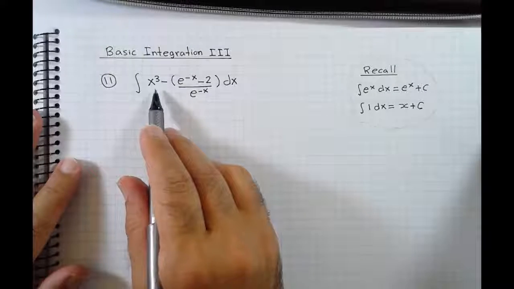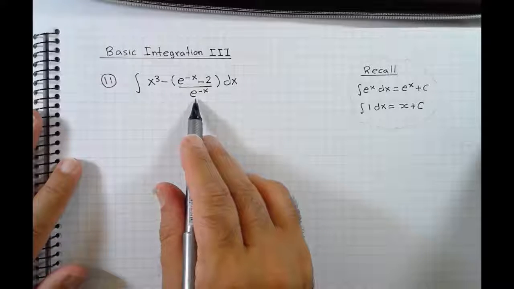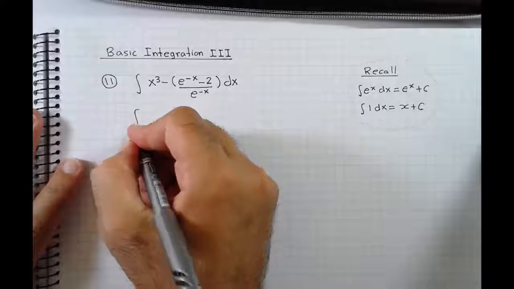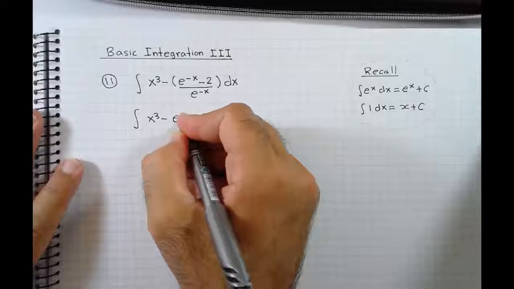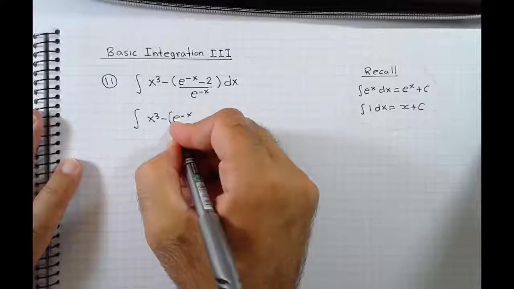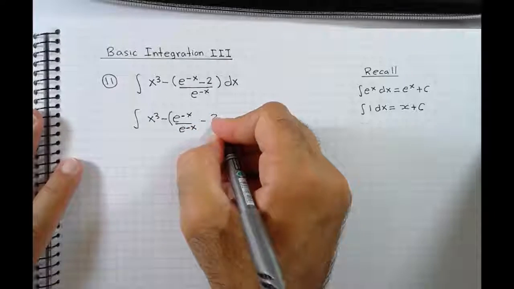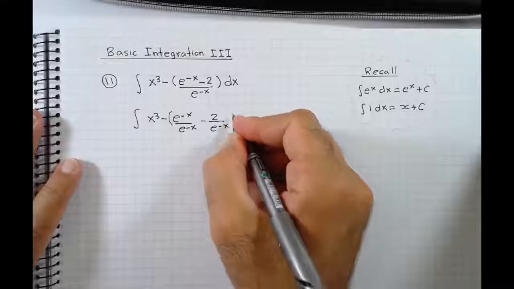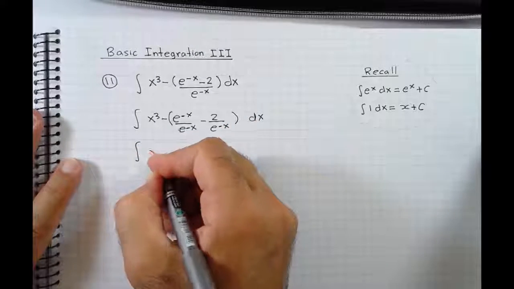Integral of (x cubed minus e to the minus x) minus 2, in brackets, divided by e to the minus x, dx. We're going to simplify the integrand as much as possible. Integral of x cubed minus e to the minus x, divided by e to the minus x, minus 2 divided by e to the minus x, dx. Now let's simplify further.